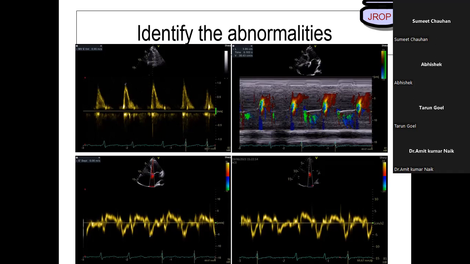So we use 3 modalities in day-to-day practice. One is E to E prime septal ratio, not the average. Second is EVP ratio, and third is IVRT. If E to E prime septal ratio is more than 11, EVP more than 2.5, and IVRT less than 65 milliseconds, we call it elevated LVDP in atrial fibrillation.